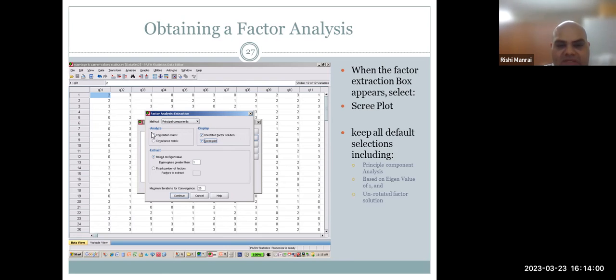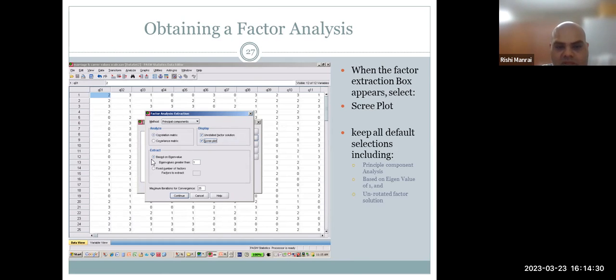First, we need the correlation matrix. So we have to tick correlation and not covariance, because the concept of factor analysis is on the background of the correlation matrix. Then in display, on the right hand side of the box, we have unrotated factor solutions and scree plot. Always tick these two. Scree plot is very important because it gives you the pictorial representation of your factors.